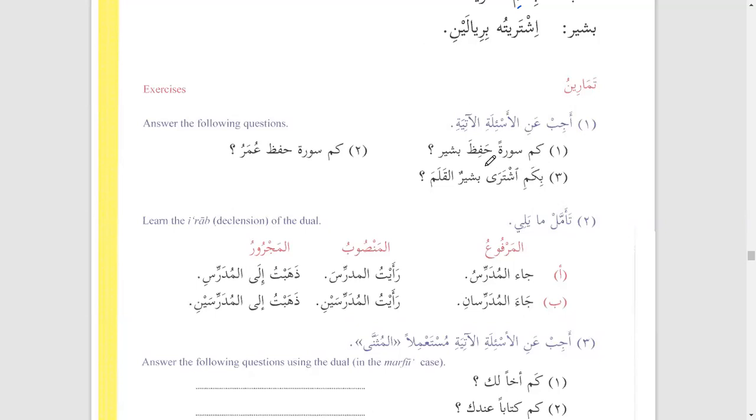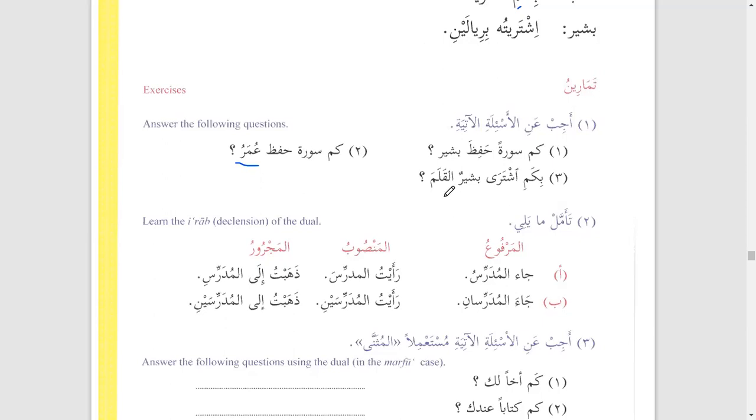Ajib anil asilatil atiyati, answer the following questions. Kam suratan hafidha Bashirun? How many surahs did Bashir memorize? Hafidha Bashirun suratan wahidatan. Bashir memorized 1 surah, or only 1 surah. Kam suratan hafidha Umaru? And how about Umar? How many surahs did he memorize? Hafidha Umaru surataini. Umar memorized 2 surahs.